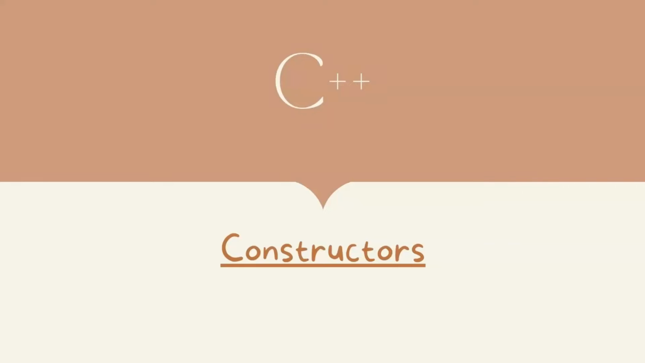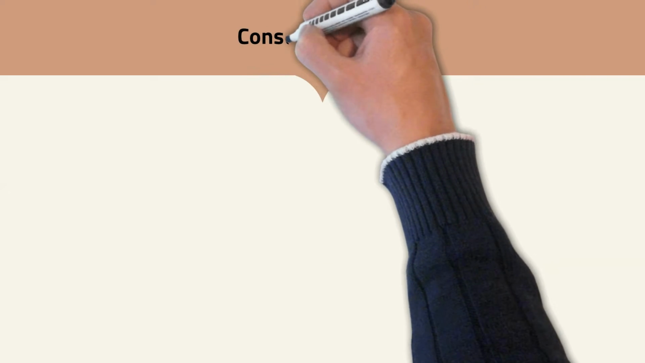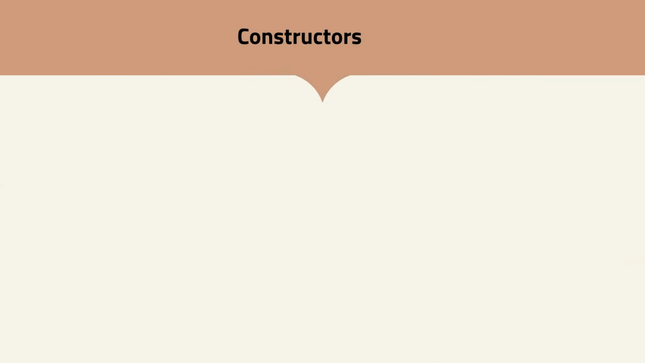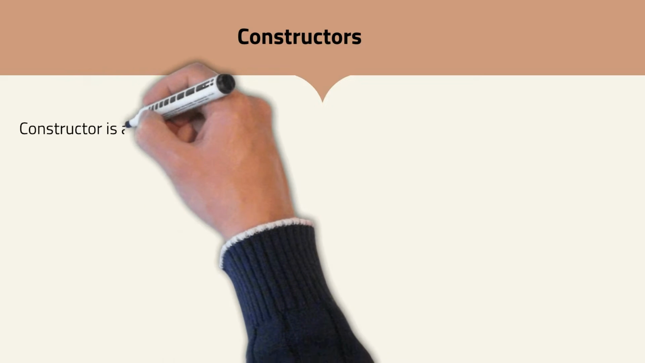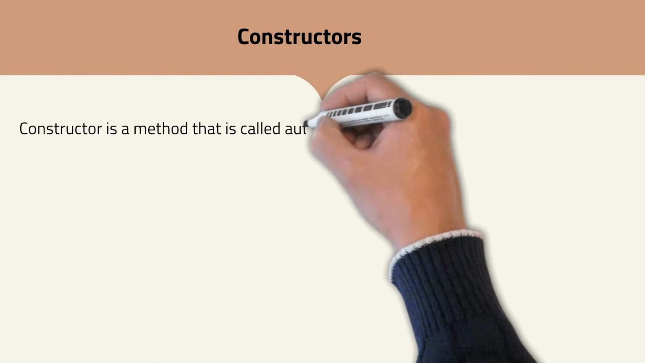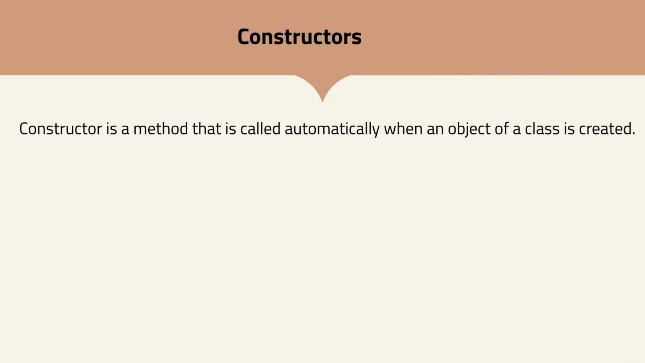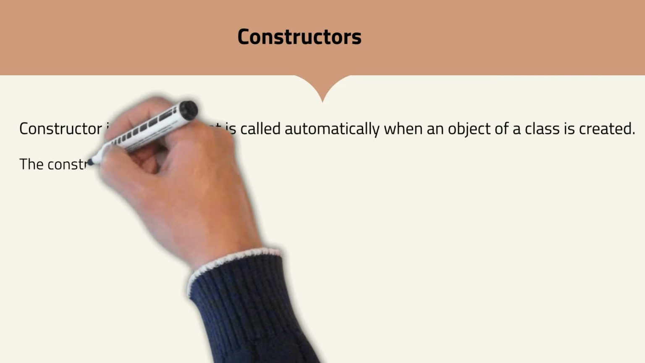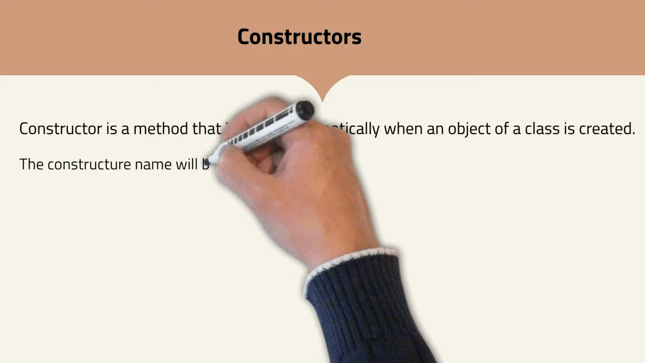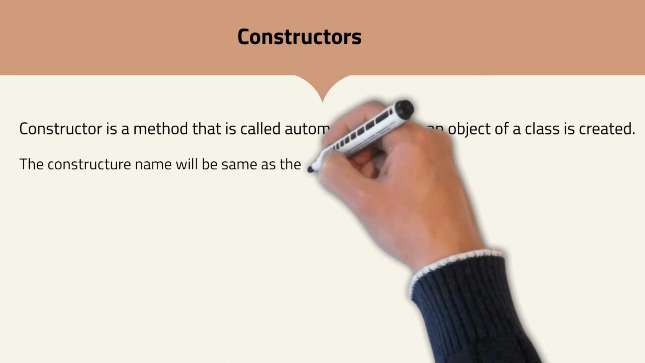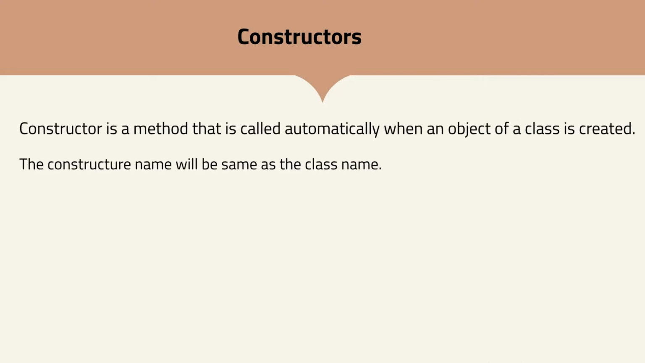In this video, we will discuss the constructor used in C++. A constructor is a special method that is automatically called when an object of a class is created. The constructor name should be the same as the name of the class. If the name is different, then it will be considered a function instead of a constructor.